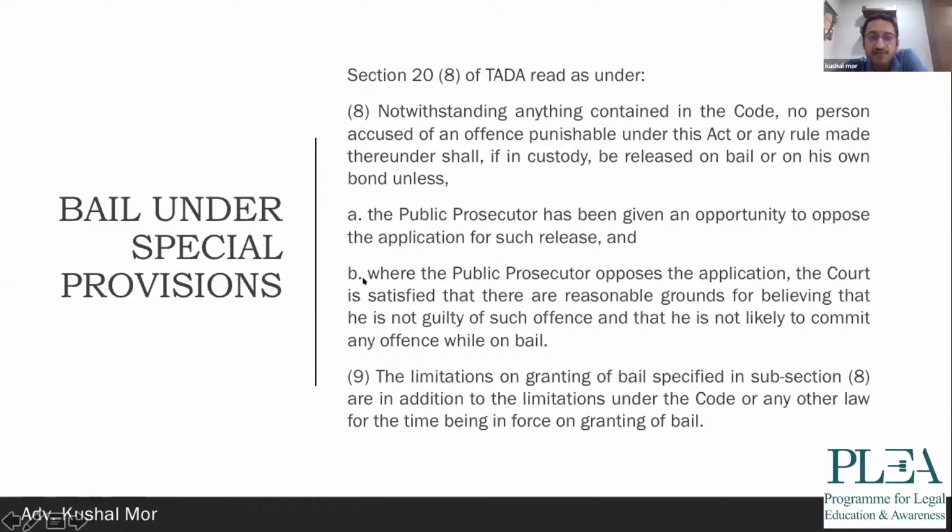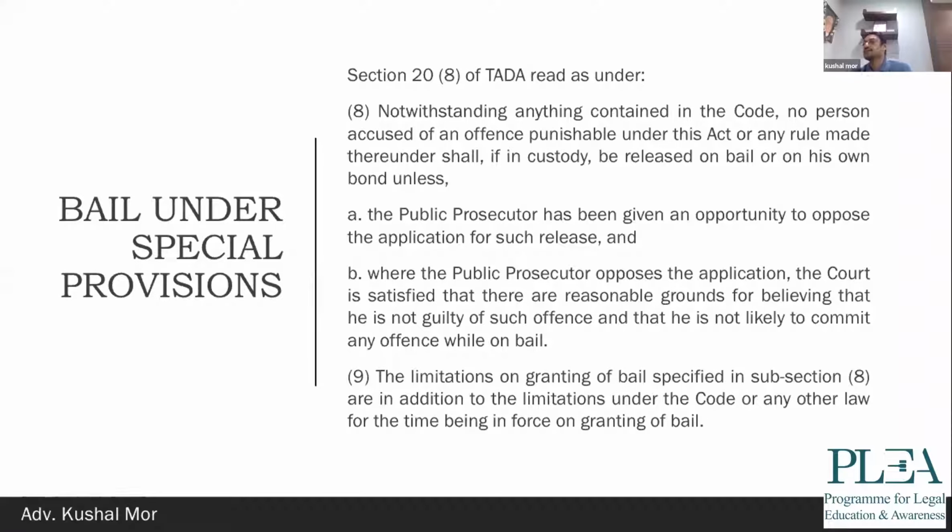(b) is what is different and, so to say, slightly draconian, wherein it says where the public prosecutor opposes the application, the court is satisfied that there are reasonable grounds for believing that he is not guilty of such offense and that he is not likely to commit any offense while on bail. What are the things that the court needs to believe, that a person is not guilty of such offense, and further that he is not likely to commit any offense while on bail? The limitations on granting of bail specified in the subsection are in addition to the limitations under the code or any other law for the time being in force.